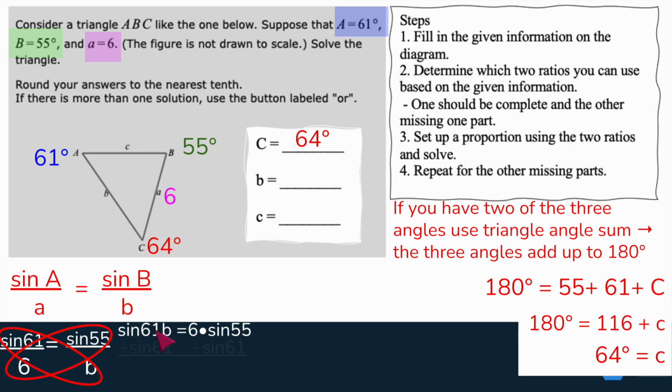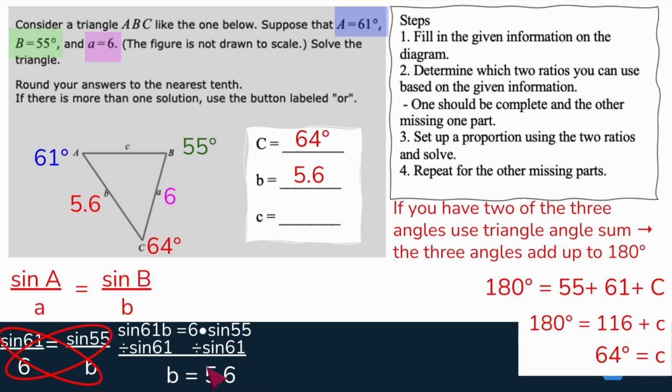All right, so to get B by itself, I'm going to divide both sides by sine of 61. So the sines cancel, and on this one, what I did was 6 times... On my calculator, I have to do 55 and then click sine. On some calculators, you'll click sine and then it'll pop up with parentheses and you type in 55. Completely depends on the calculator. You'll just kind of have to figure out which one it requires. Because I'm using an Apple calculator on my iPhone, it requires me to type 55 and then click sine. So I go 6 times sine 55, and then divided by sine 61. And that gets me 5.6.